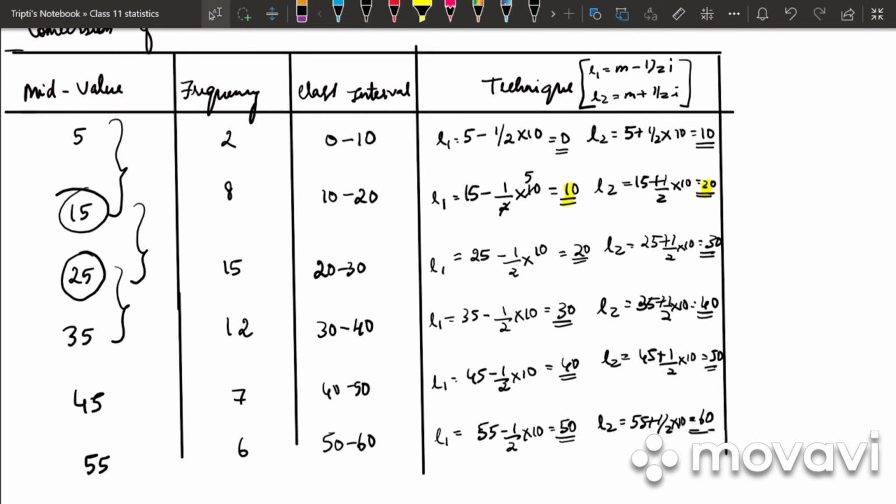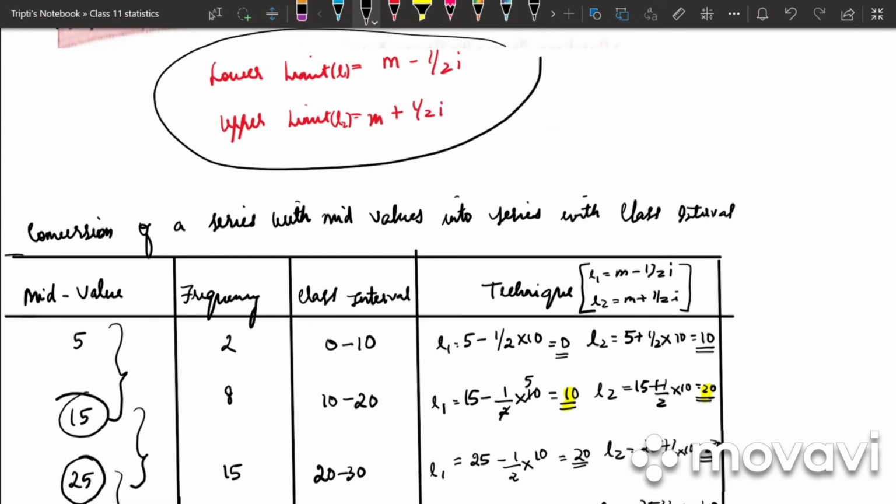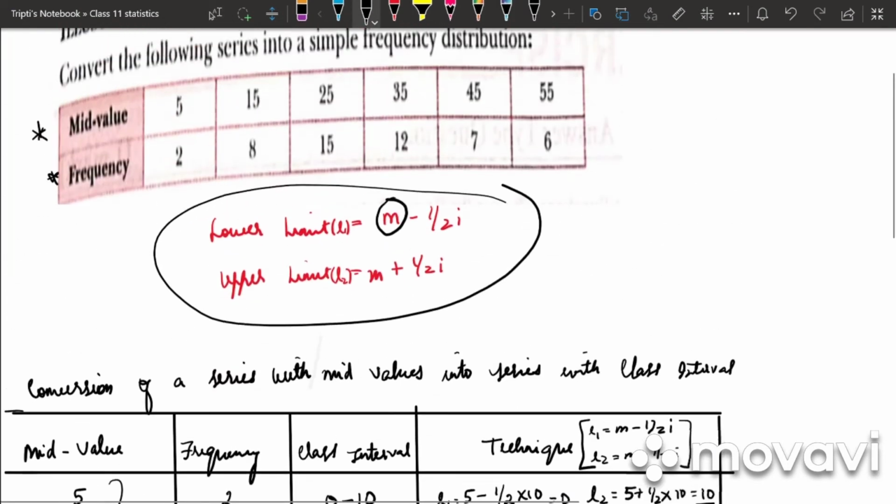So this is how we work out the problem when they have given us the mid value. It is nothing but a simple formula that we need to use. M will be the mid values which have been given in the questions, and I will be the differences between the mid values. Clear?